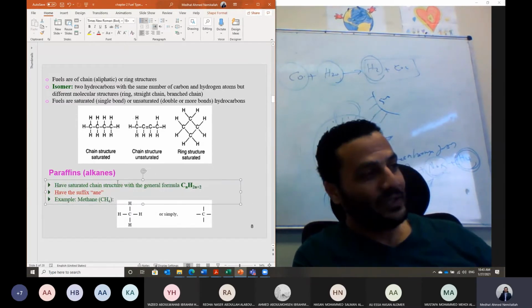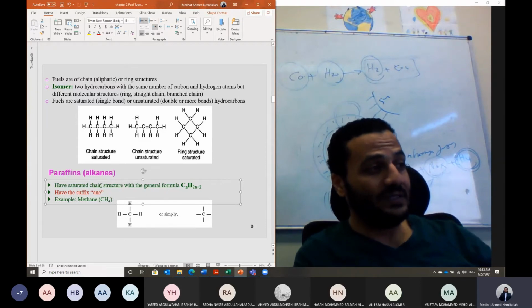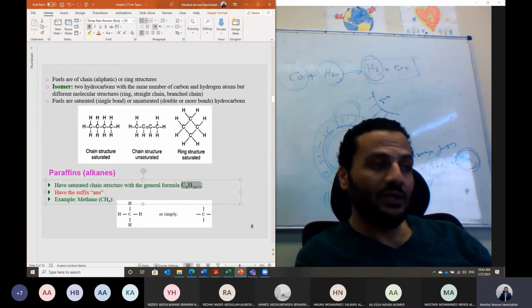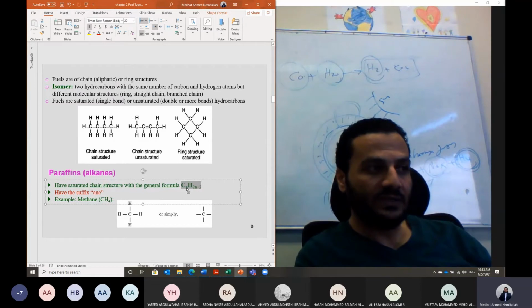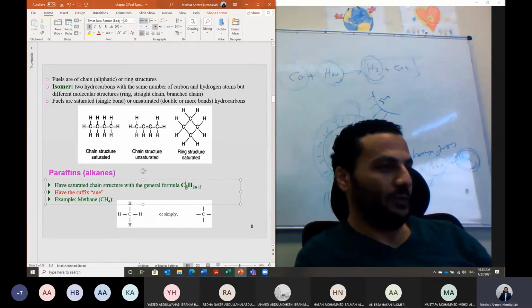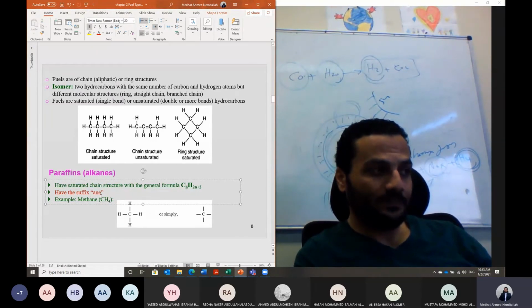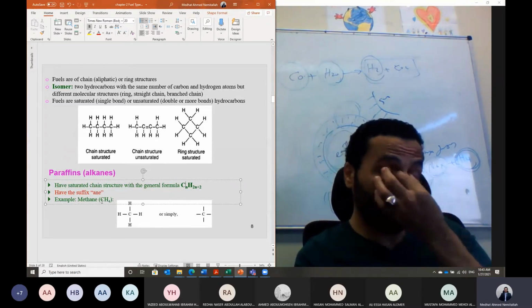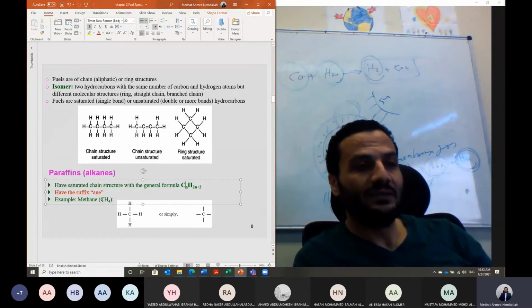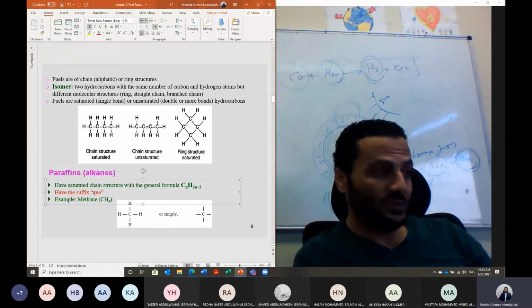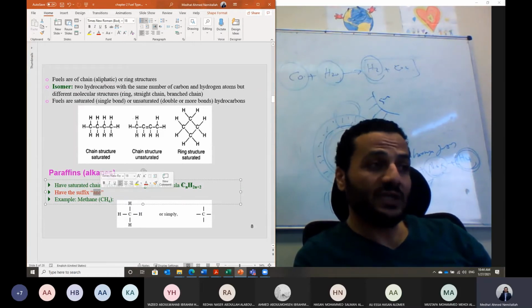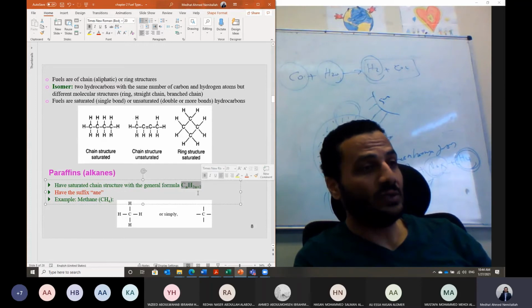Okay, the alkane family, which is the paraffin, is a saturated chain structure. Saturated means we don't have a double bond, and it has the chemical composition CnH2n+2. N is the number of carbon atoms in the fuel, and it has the suffix -ane, and depending on the number, the prefix of the fuel, we can decide about the fuel. When we see the fuel ending with this suffix -ane, that means the chemical composition is CnH2n+2.